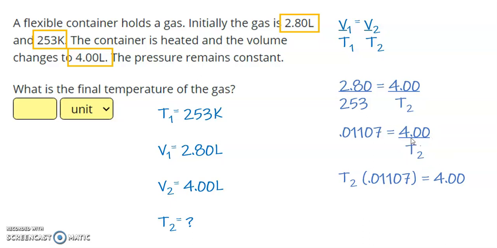When your unknown is in the denominator, you have to do 2 steps to isolate it. First, you can multiply both sides by T2. That gets it out from under the denominator and gives you T2 times 0.01107 equals 4. Then divide both sides by this number right here to isolate T2. When you calculate that, you get 361. The unit is Kelvin for temperature. And you can plug that answer into your answer box.